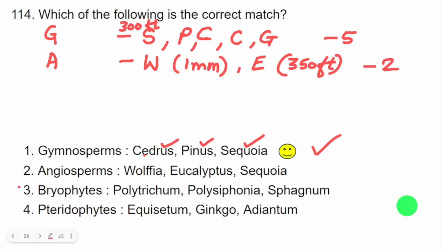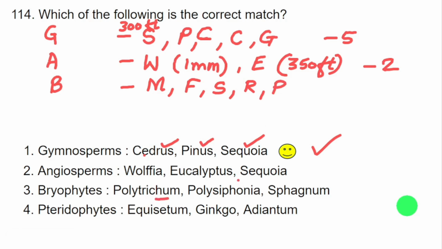Then the third one is bryophytes. So the first example is Marchantia. And the next one is Funaria, then Sphagnum, and what else is given? Riccia is one example, and Polytrichum. So in this case, see, Polytrichum is given. Polysiphonia, no. Polysiphonia is a red alga. Sphagnum is, yes, one of the examples of bryophytes. So peat moss comes from Sphagnum.